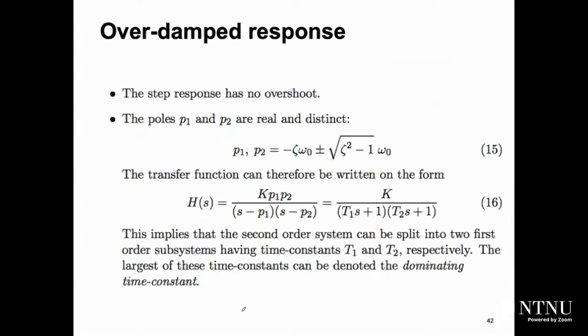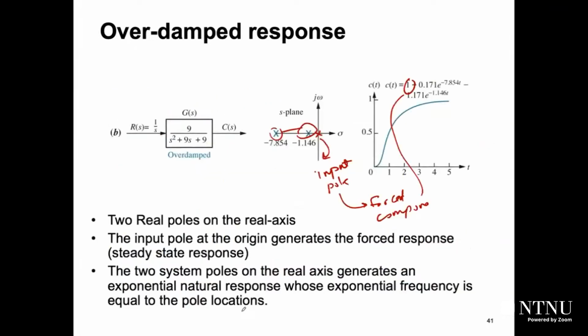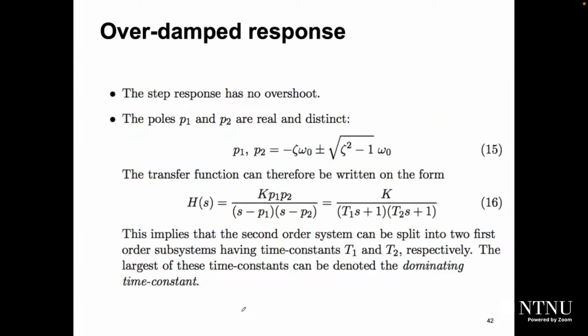Okay, so this is overdamped. Overdamped response. The step response has no overshoot. As you can see, we don't have any overshoot. So the step response has no overshoot. The poles are real and distinct. We can get it like this one. The transfer function can therefore be written in this form.